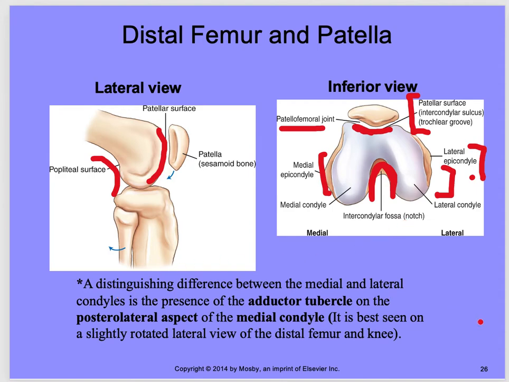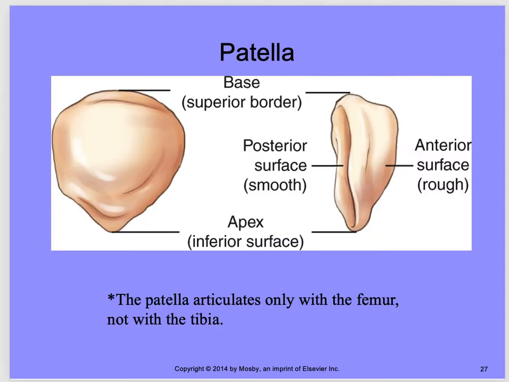Distinguishing difference between the medial and lateral condyles is the presence of the adductor tubercle on the posterior lateral aspect of the medial condyle. It is best seen on a slightly rotated lateral view of the distal femur and knee. So the adductor tubercle is on the medial condyle, posterior lateral aspect. Okay? So definitely keep that in mind as we go along.